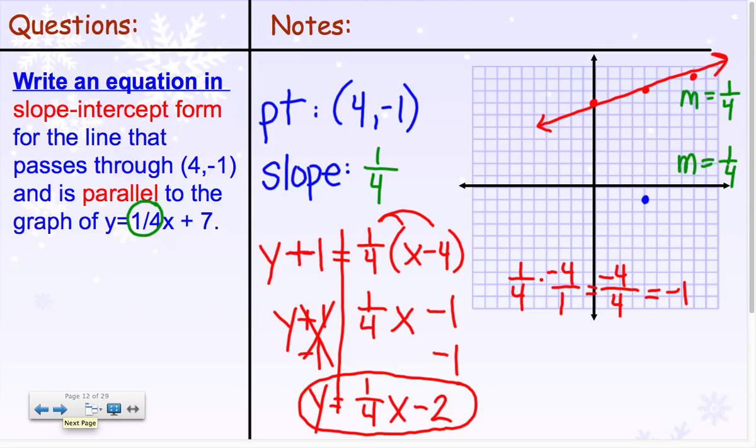Now if I graph that, I'm going to put my first dot at -2, rise 1, run 4. You'll notice I already, just by doing my slope once, hit that dot for -1. So if you look at my two equations, the only difference is the y-intercepts. The slopes are the same. My original line had a y-intercept of 7. My new line has a y-intercept of -2.